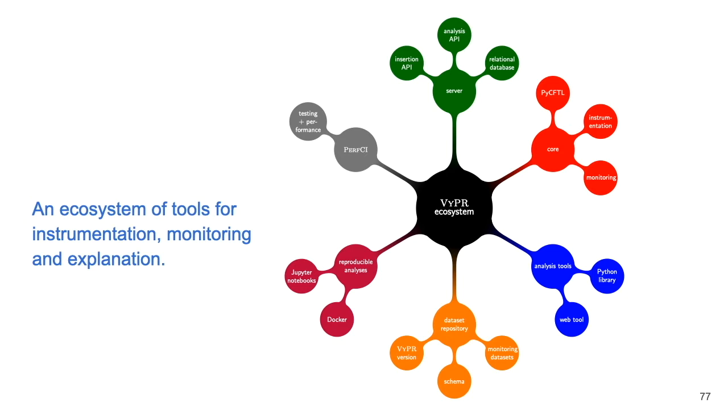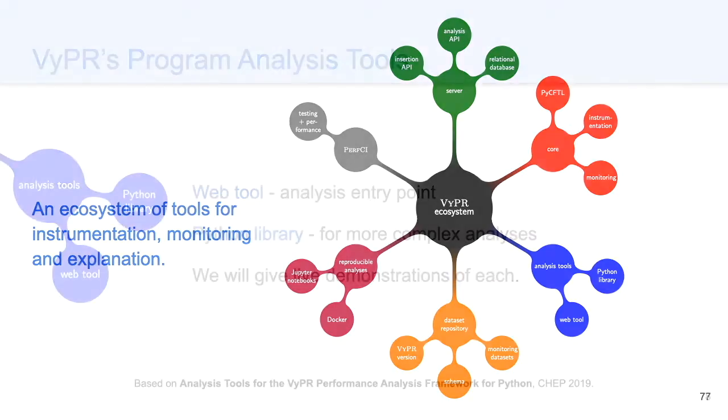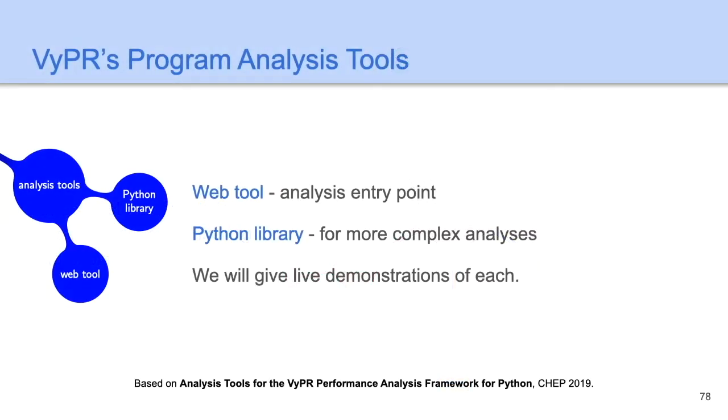And finally, in blue, we have the analysis tools. And these consist of a web tool, which we'll demonstrate later, and a Python library, which we'll also demonstrate later. We provide a web-based analysis environment as an analysis entry point. The idea with this tool is that very little knowledge is required of the underlying theory. Instead, software engineers can explore the data obtained during monitoring using an intuitive and powerful web interface.